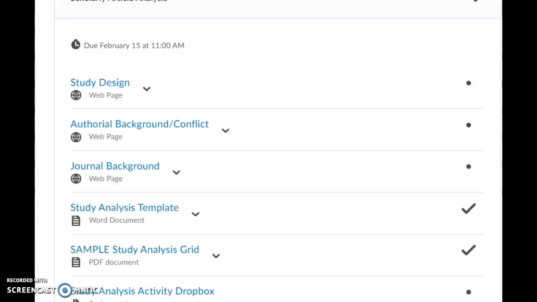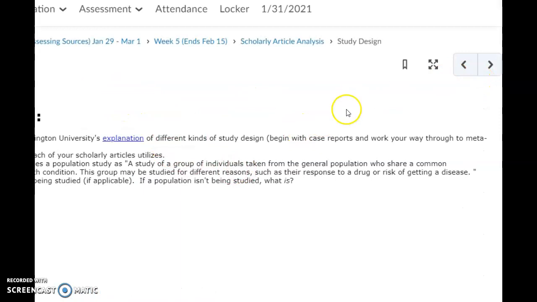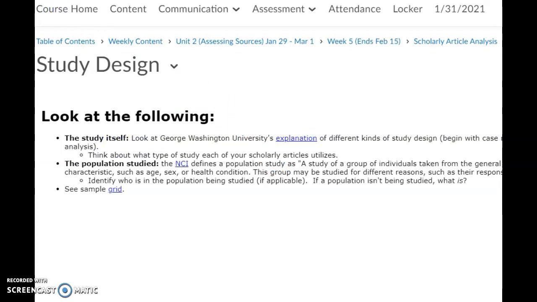To help with that, I've got 3 quick web pages here, one on study design, one on authorial background and conflict, and one on journal background. You can take a look at all of these, and you'll see that each of them gives you a little bit of information on how to look at this particular topic. For example, the one on study design here has got some links out talking about different kinds of study design.